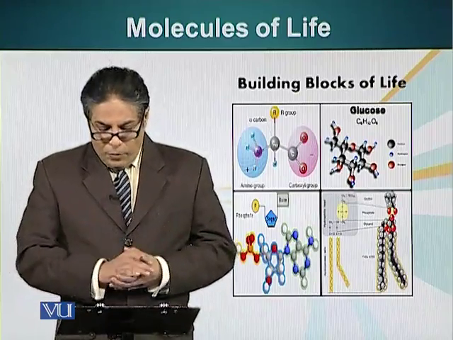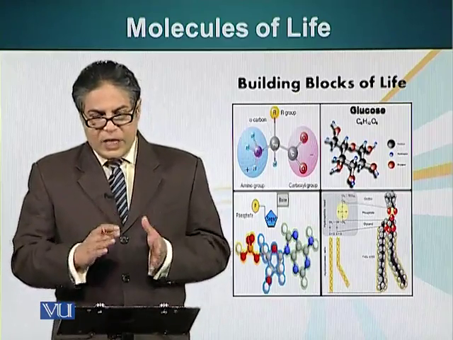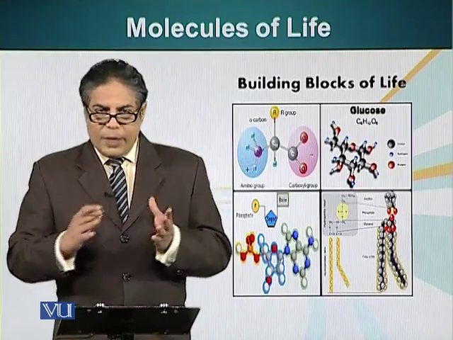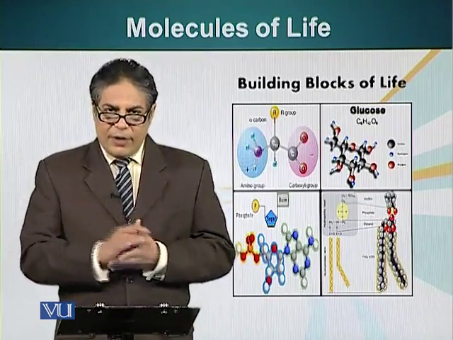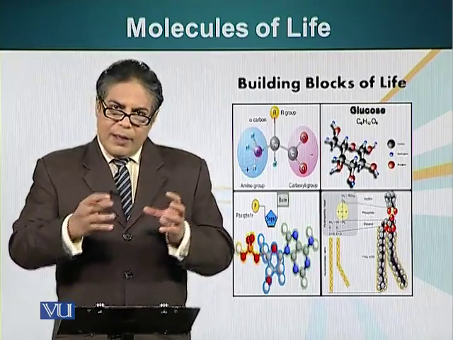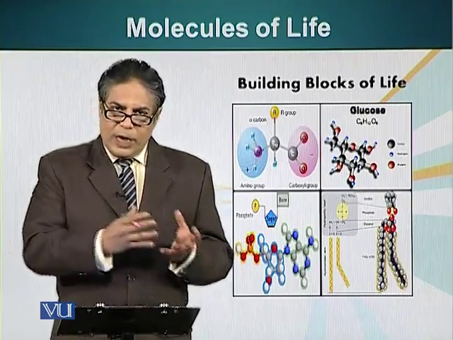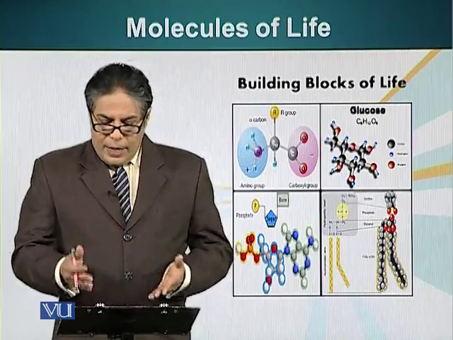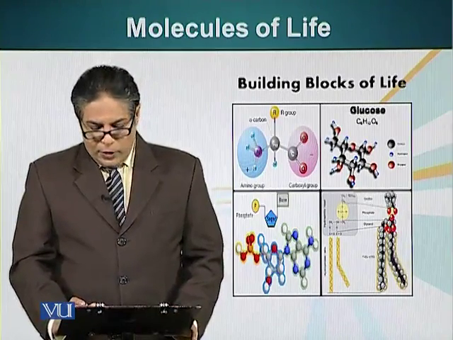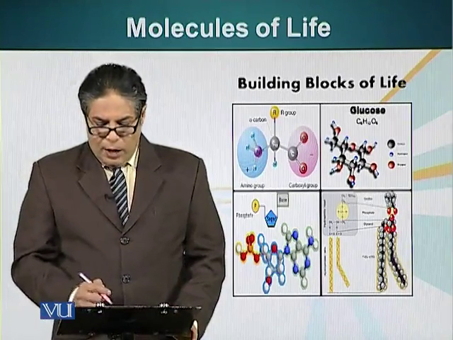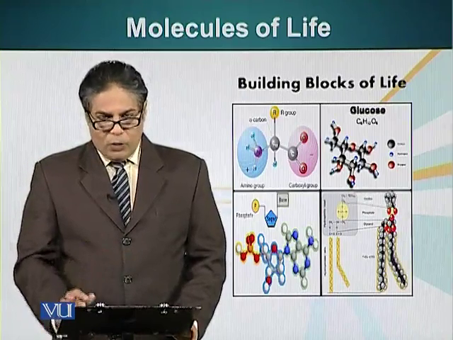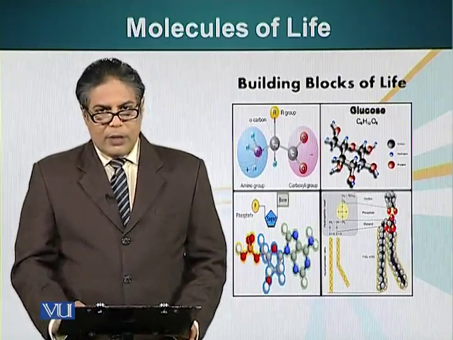Carbohydrates have a general formula of CH2O. You can think of these molecules as hydrated carbons, carbon atom with hydrogen and oxygen. Here we have a structure of glucose molecule. The black balls are the carbon atoms, the red are the oxygens, and blue are the hydrogen atoms.